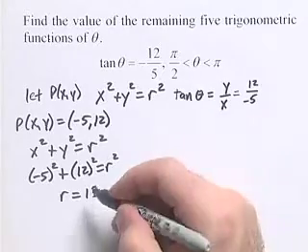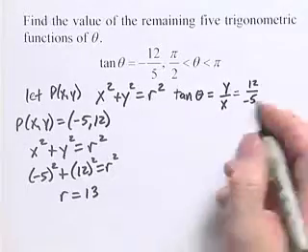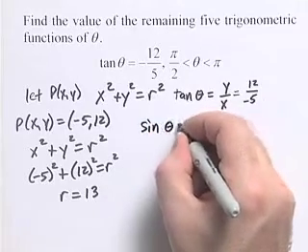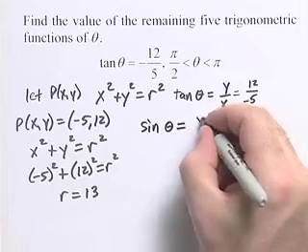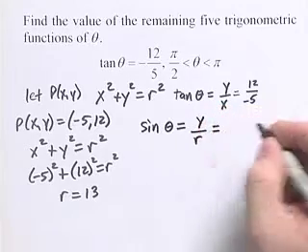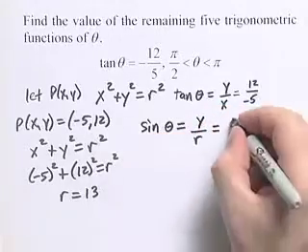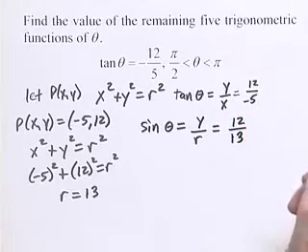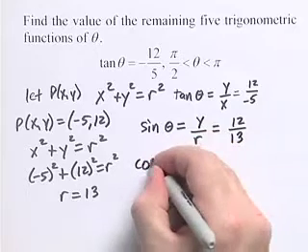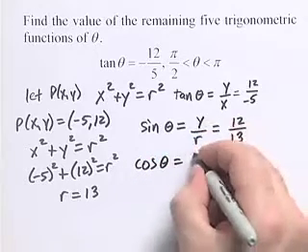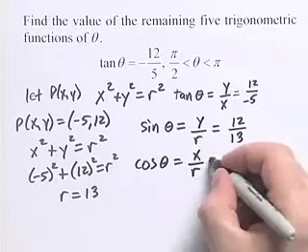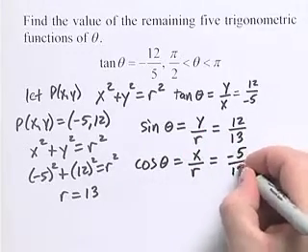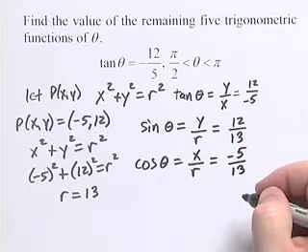Now that we know x, y, and r, we'll find the remaining 5 trig functions. We'll start with sine. The sine of theta is equal to y over r. We know that y is 12 and r is 13, so we get sine of theta is 12/13. For cosine theta, it will be x over r. Put in our value for x, that's negative 5. R is 13, so cosine is negative 5 over 13.